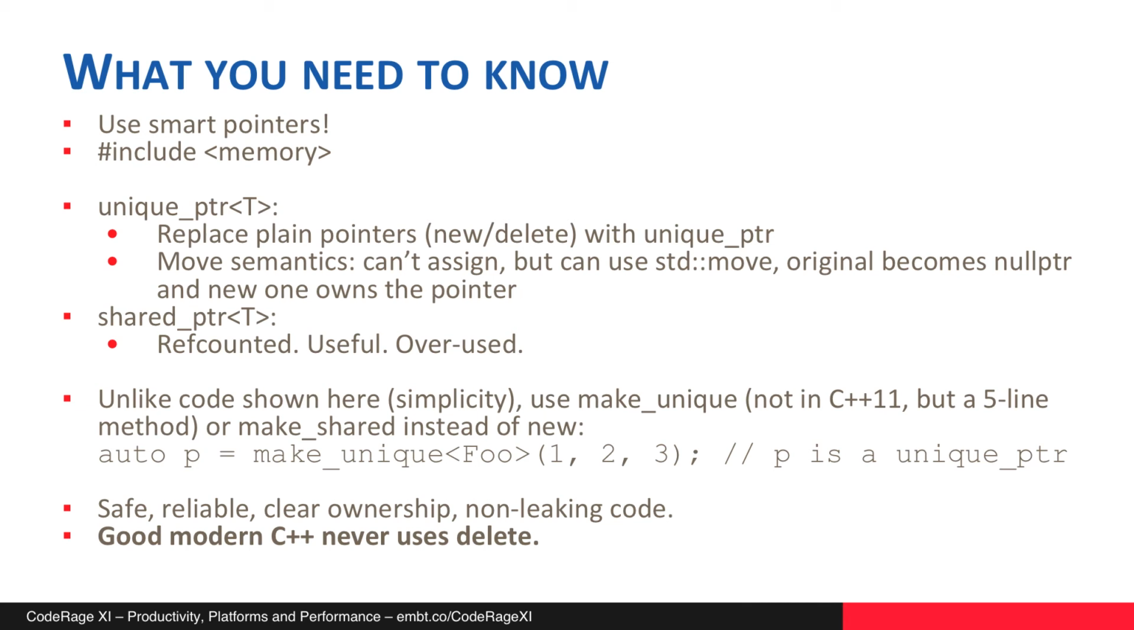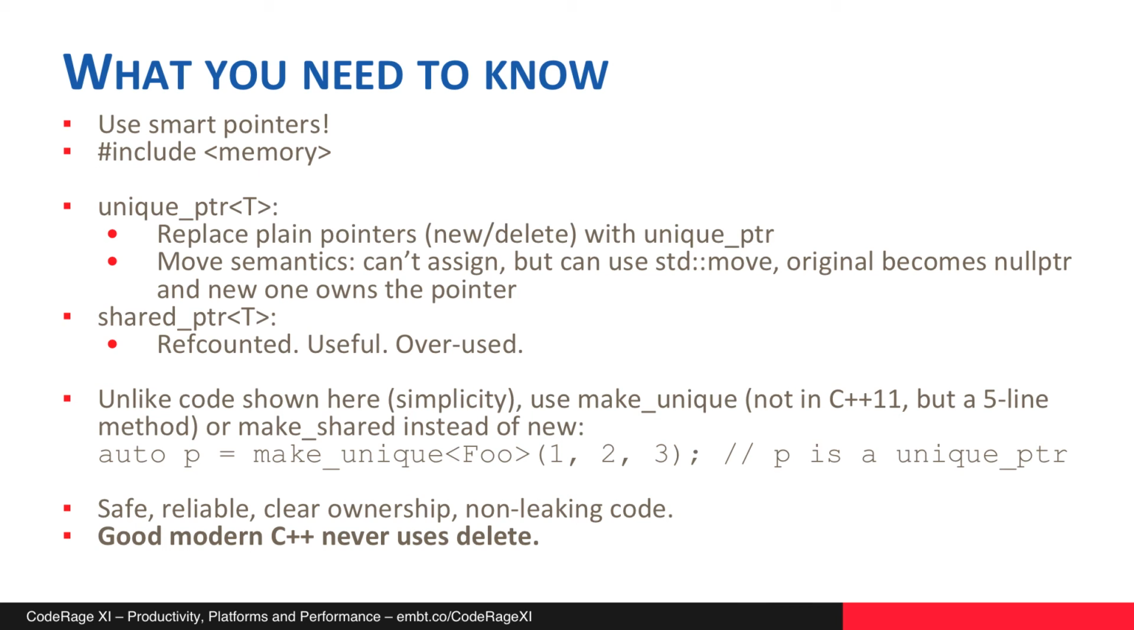There's also a really useful pair of functions called make_unique and make_shared. They're templates, so they construct an object of the type that they are instantiated with and pass their parameters through. Through a quirk of the C++ standard definition, C++11 includes make_shared but not make_unique, but you can find source code for that on the net. It's a few lines long, so just drop that into a utility header somewhere and use make_unique. That means also that you never use new. So good modern C++ never uses delete.